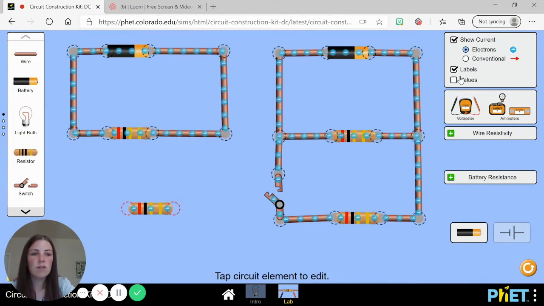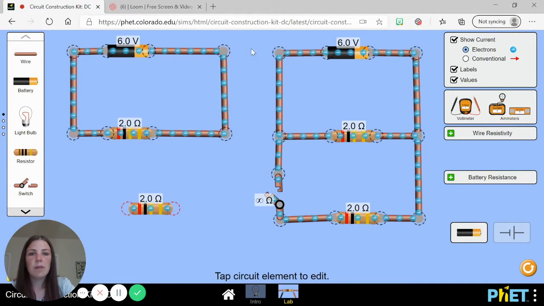If I show values, you'll see that there are 2 ohm resistors and a 6 volt supply. See that wee infinity sign down there? So the infinite resistance in that open switch. So we've got no current flowing down there.